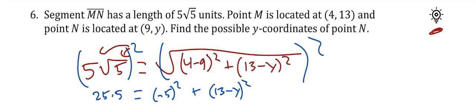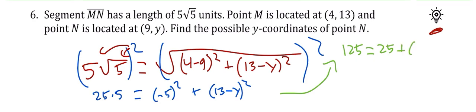Okay, let's keep simplifying. Let's do that left side first. 25 times 5 is 125. Negative 5 squared is 25. Positive 25 plus (13 minus y) squared. Okay, let's keep going. We can subtract 25 from both sides to get 100 equals (13 minus y) squared.